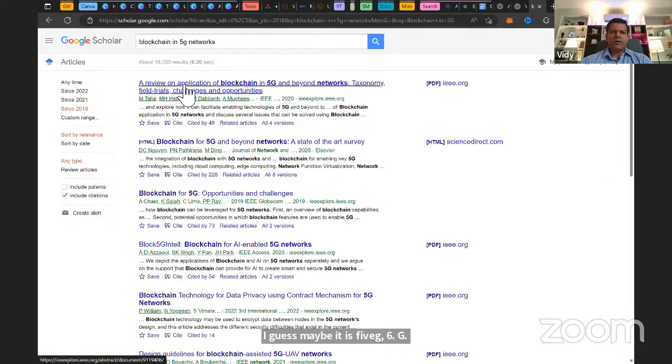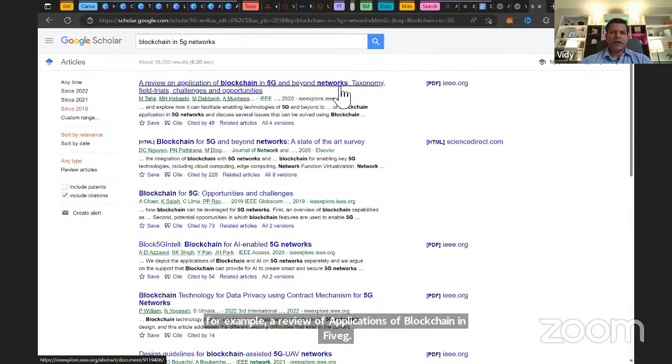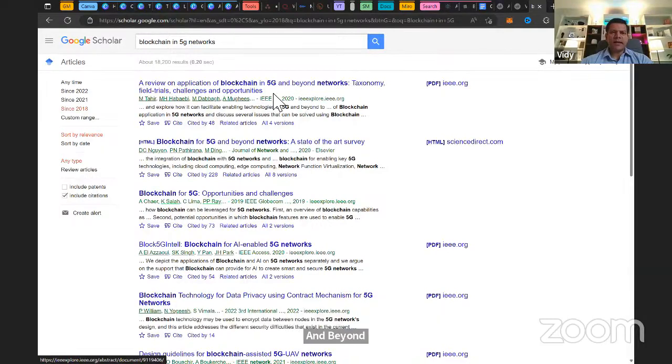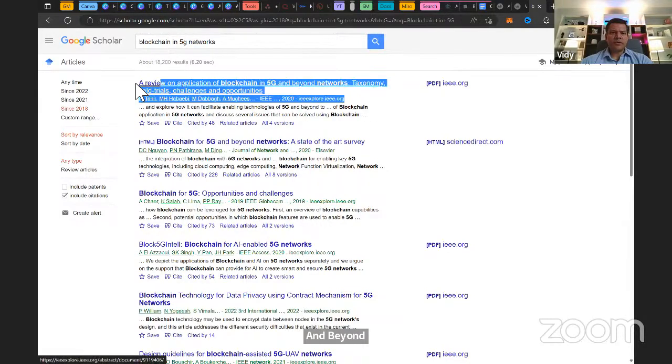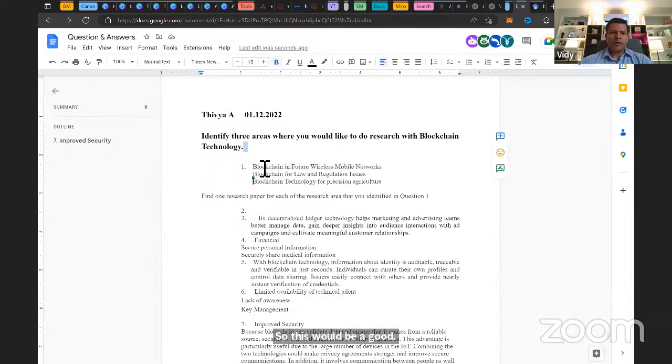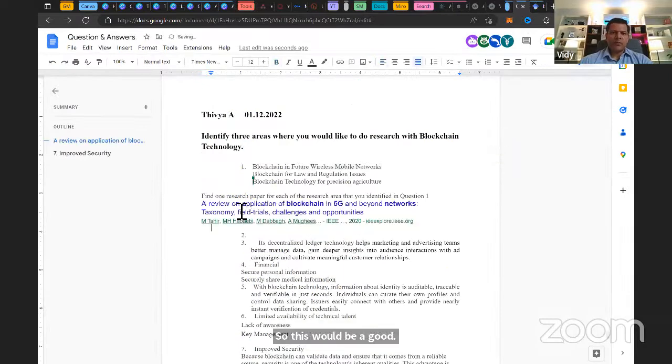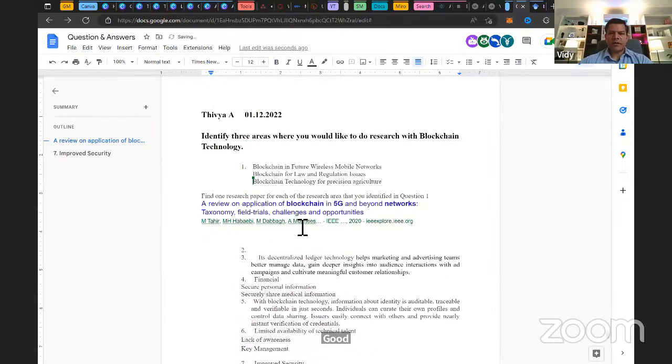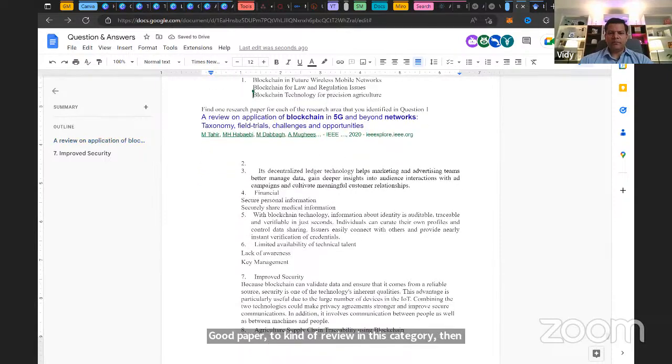So for example, a review of applications of blockchain in 5G and beyond networks, taxonomy, field trials, challenges, and opportunities. So this would be a good paper to kind of review in this category, in this option.